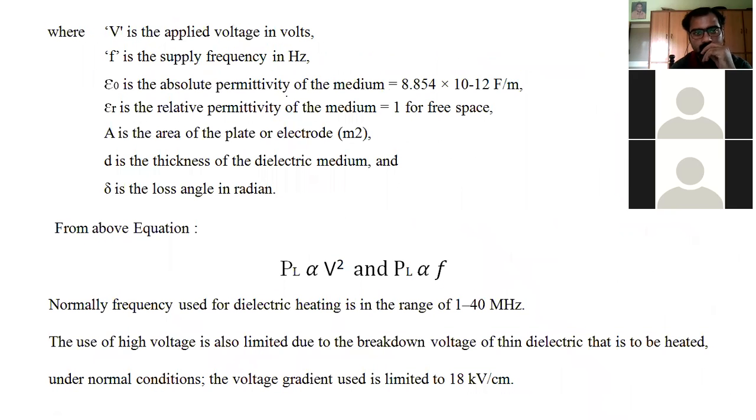Okay. So here we have explained the terms. That is, V is the applied voltage, f is the supply frequency, epsilon naught is the absolute permittivity, whose value is 8.854 into 10 power minus 12 farads per meter. So epsilon r is the relative permittivity of the medium. For free space, epsilon r is going to be the value 1. A is the area of the plate or the electrodes in meter square, D is the thickness of the dielectric medium, and delta is the loss angle in radians.